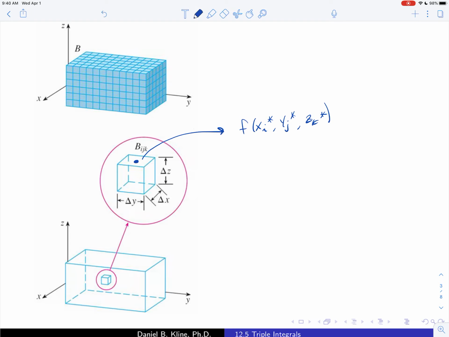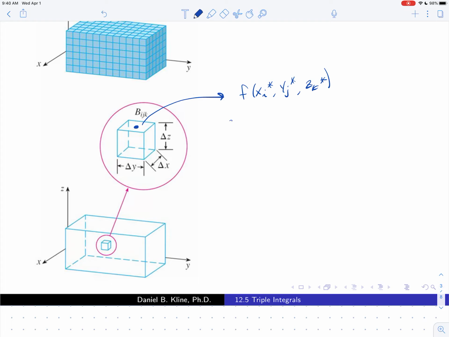Let me write down the technical definition for you. So here it is, just in case you want to see it. The triple integral over this box B of some function of three variables, f of x, y, z. By the way, instead of writing dA here for double integrals, we write dV. The dA was saying, look, multiply f times a little piece of area for double. For us, we're multiplying f by a little piece of volume. So we write dV. And we interpret this as a limit.